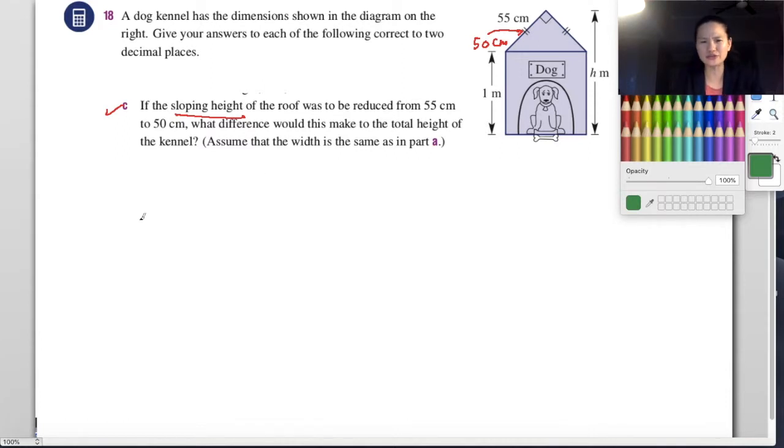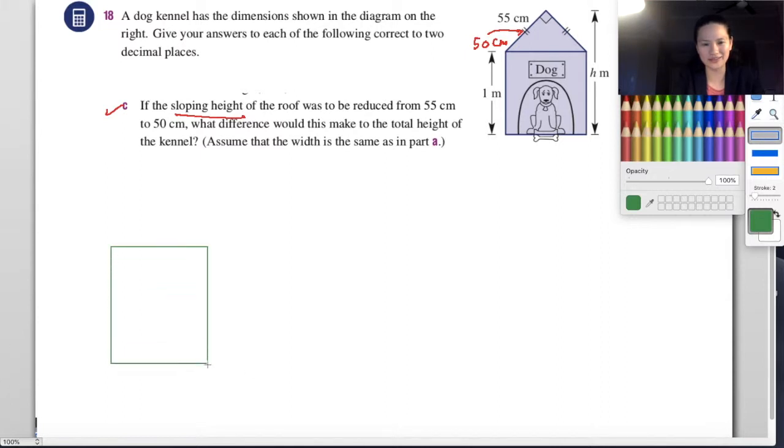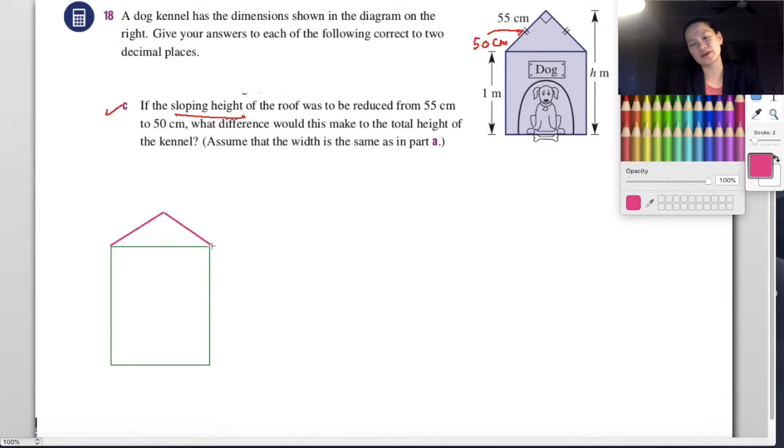So I'm going to draw you the picture. How about I draw it really quick? It's like this, and then at the top could be like this one. Before it was 55, but now it's just 50. So that means it's slightly shorter. You need to understand the concept. If it changed to 50 centimeters, the width has to be the same.